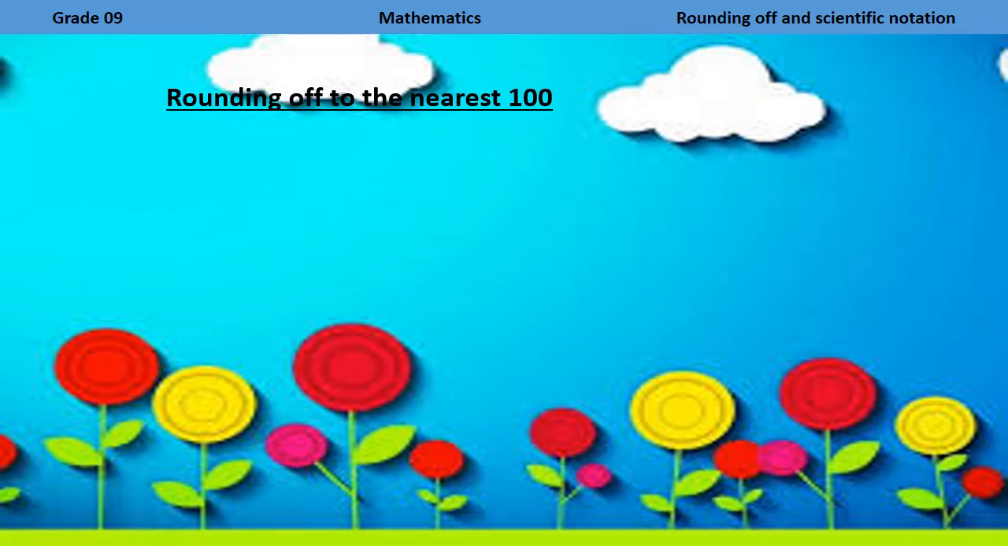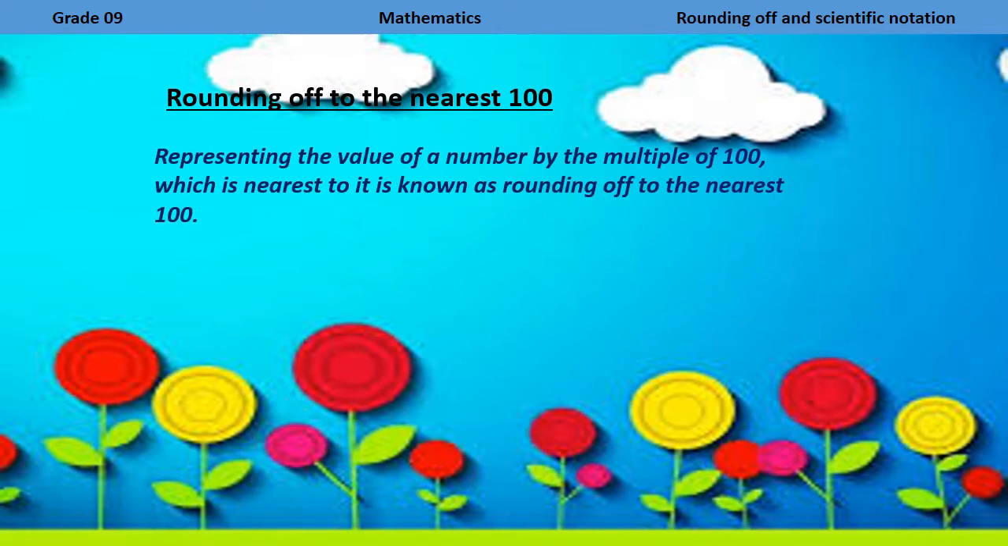Rounding off to the nearest 100. Representing the value of a number by the multiple of 100 which is nearest to it is known as rounding off to the nearest 100.